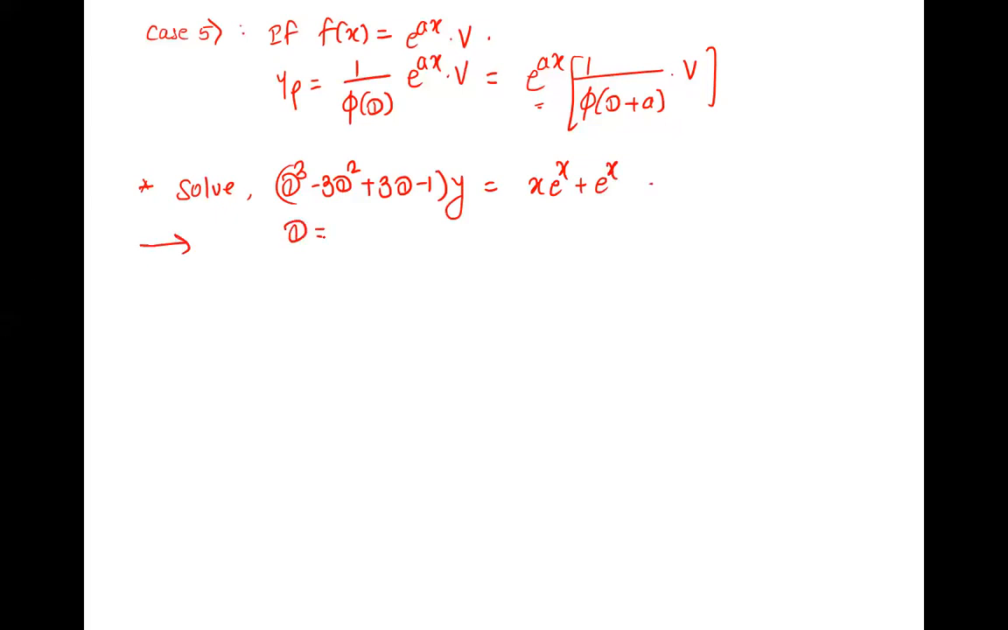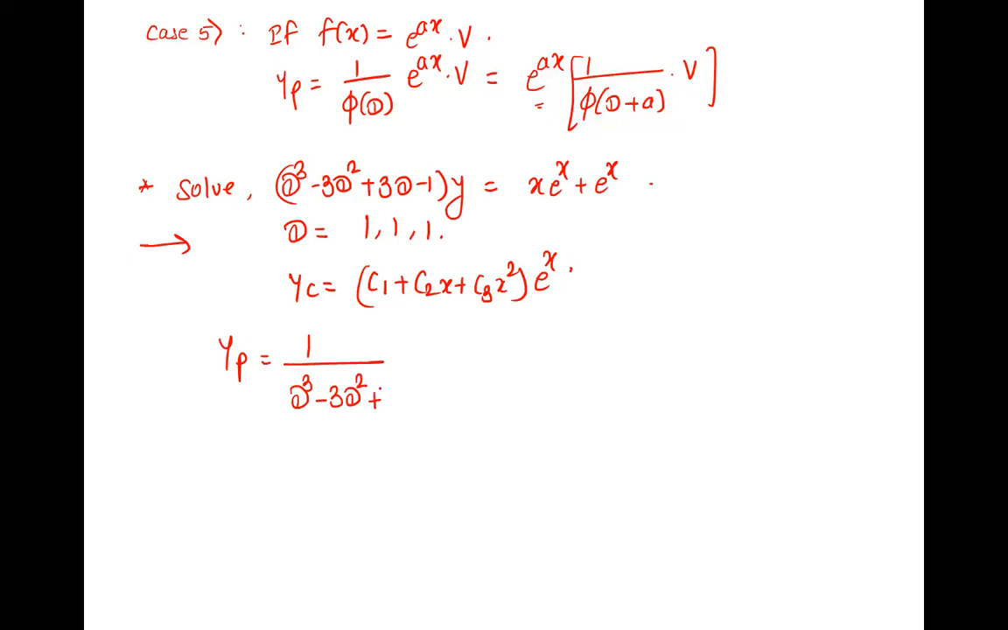So I guess you have found out the roots. Tell me the roots, please. 1, 1, 1. So yc is c1 plus c2x plus c3x square into e raised to x. Up to this we have completed. Next we go to yp: 1 upon d cube minus 3d square plus 3d minus 1 into x e raised to x plus e raised to x.